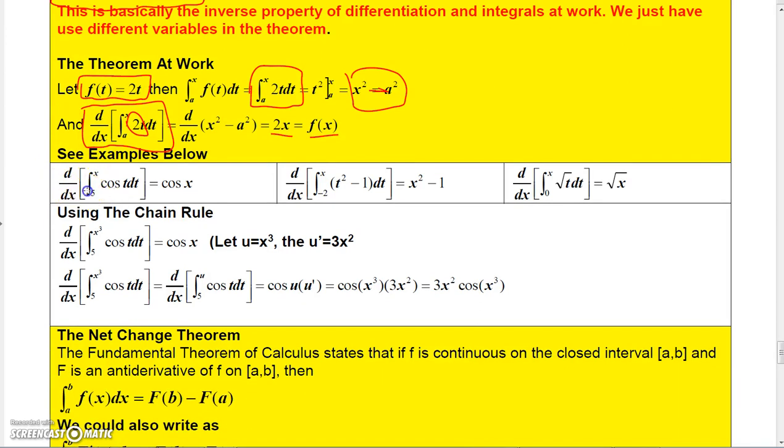So let me show you a couple of examples. And it doesn't matter what this number is. It can be any real number. So if I integrate from 5 to x cosine t dt, and I want to take the derivative of that integral, then that's just going to be the cosine of x, because it's just cosine of t with t replaced with x. From 2 to x, t squared minus 1 dt, if I take the derivative of that integral, then I'm just going to get x squared minus 1, because I had t squared minus 1 in here. And then you can do the last one on your own and see that the answer is square root of x.